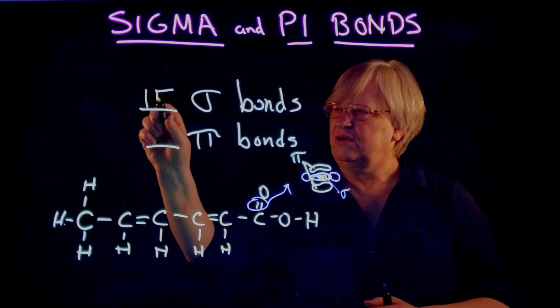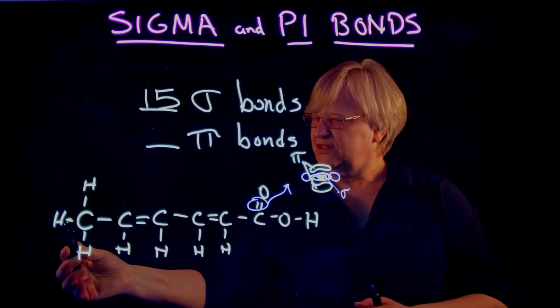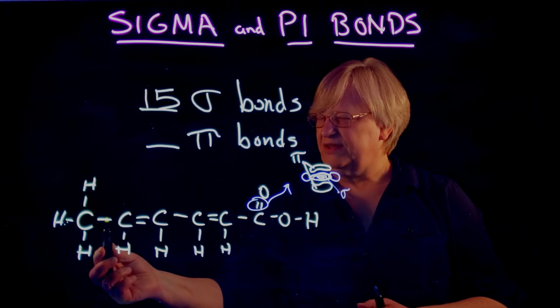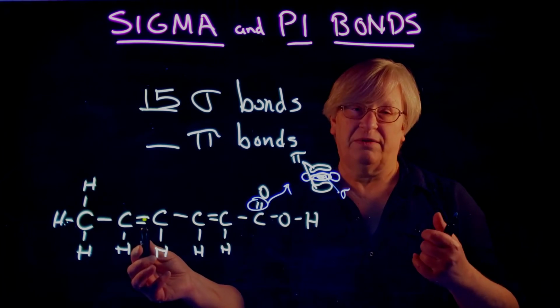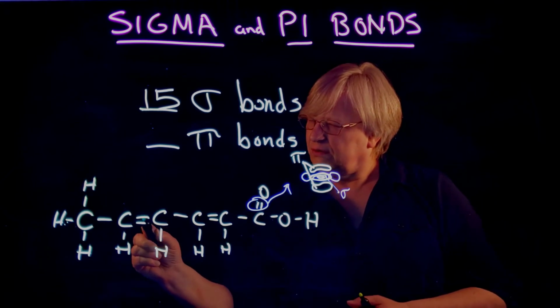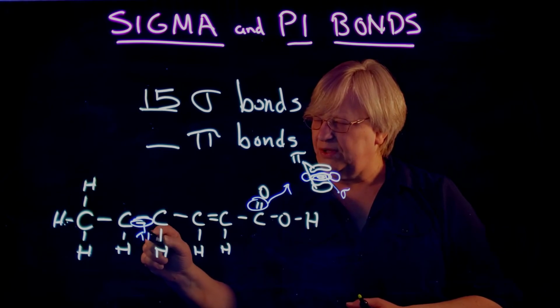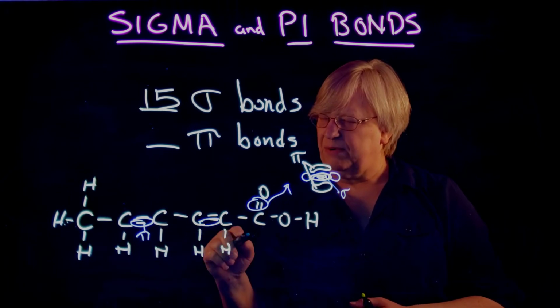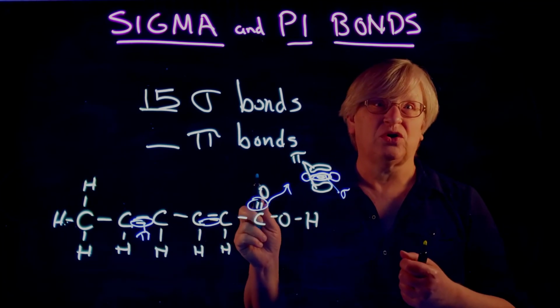There's 15 sigma bonds because this is a single bond, that's a sigma, that's a single bond, that's a sigma. This one, I counted because the first one of them is a sigma. But in addition, this double bond has a pi bond as well. The second bond is a pi. This has a pi bond, and this has a pi bond. So there's 1, 2, 3 extra bonds.